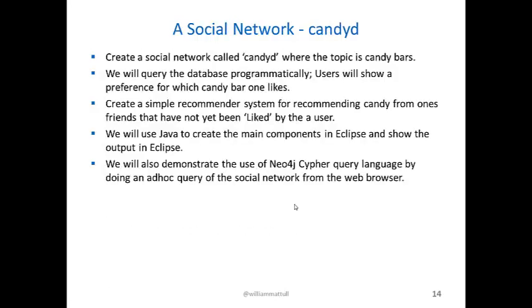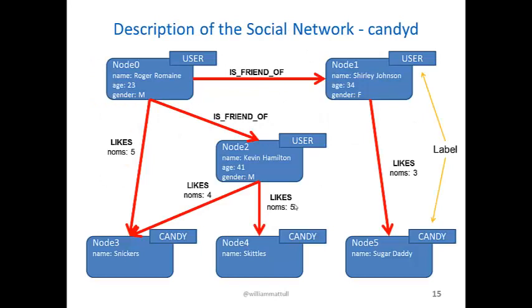Okay, so we can go ahead and create a social network called Candy, where the topic is candy bars. We're going to create that programmatically to show which users like which particular candy bars. We'll create a simple recommender system, and we'll use Java to create the main components for this. And then we can show the output in Eclipse. And then we also will use the Neo4j Cypher query language to do an ad hoc query of the social network. So here's a description of the social network itself.